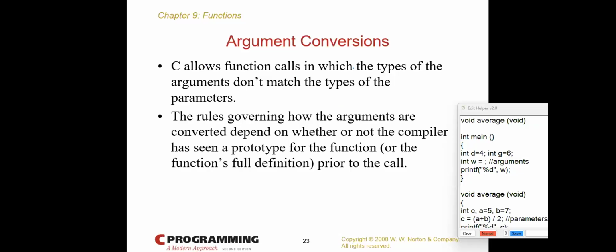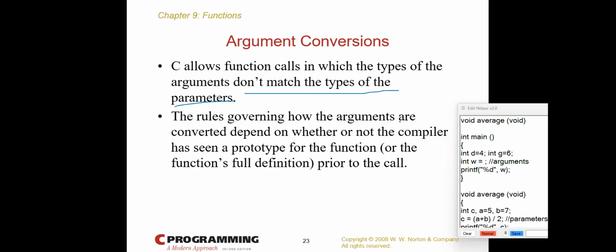Okay. Argument conversion. C allows function calls in which the type of arguments don't match the type of parameters. Remember earlier we said to make sure that the prototype of the function meets the type of function you actually defined. They are the same thing. But when it comes to the parameters and arguments, we can have differences. So if we have a function that accepts a double, you can pass an integer to it. What happens? It will promote it to a double by adding zeros to the back.